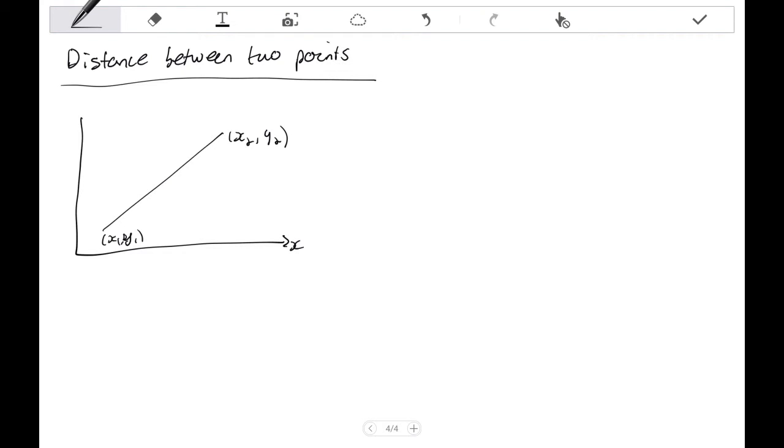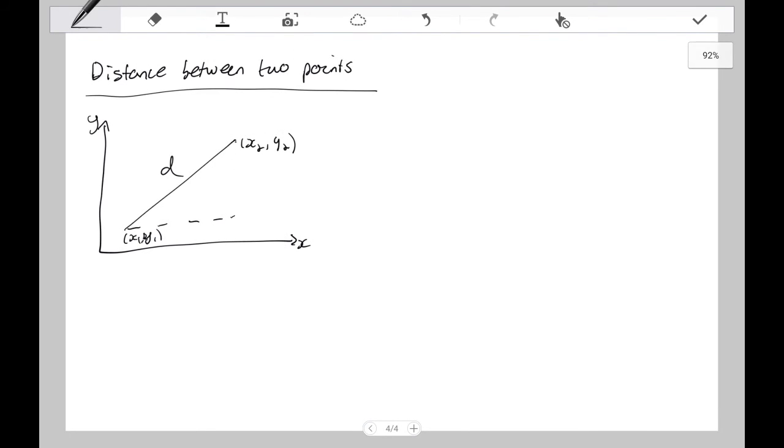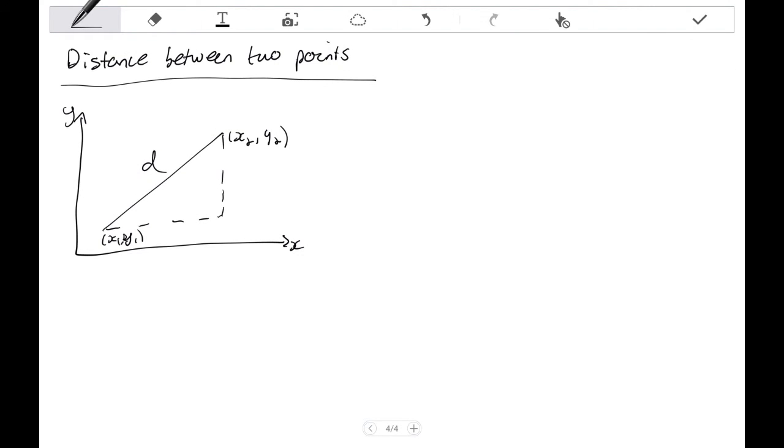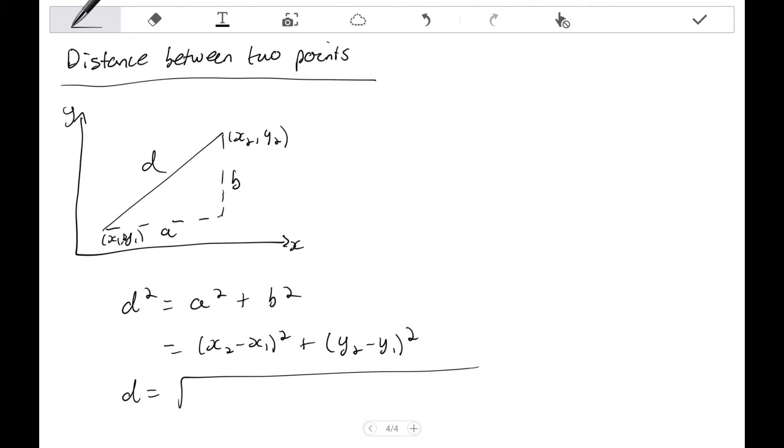And this time all we want to know is the distance or the length of this line, which I'm going to call d. Okay, and all we have to do for this is we are simply going to construct a right angle triangle, and we are going to use Pythagoras. So I'm going to call this A, I'm going to call this B, and I'll have that d squared is equal to a squared plus b squared, but a is equal to the change in x, right? So we have that a is equal to x2 minus x1 squared, and likewise b is the change in y, y2 minus y1 all squared. So d is equal to the square root of x2 minus x1 all squared, add y2 minus y1 all squared.